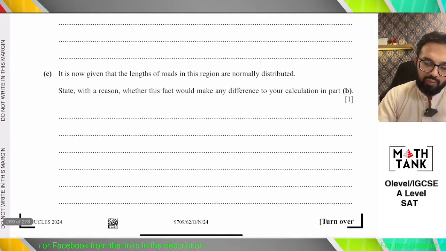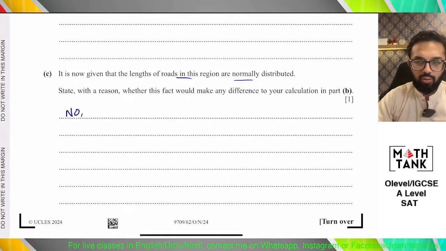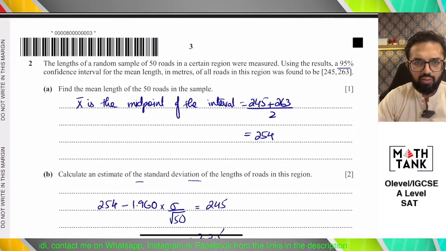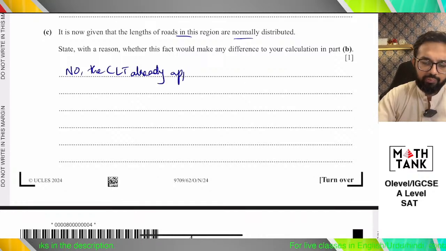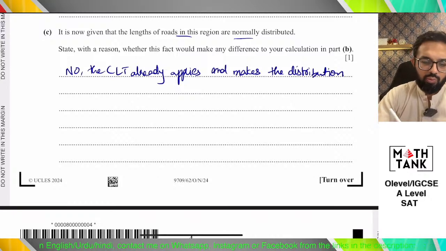Okay, then it says it is now given that the lengths of the rods in this region are normally distributed. State with a reason whether this fact would make any difference to your calculations in part B. No, because the sample mean is approximately normal, the CLT already applies and makes the distribution normal for large n.